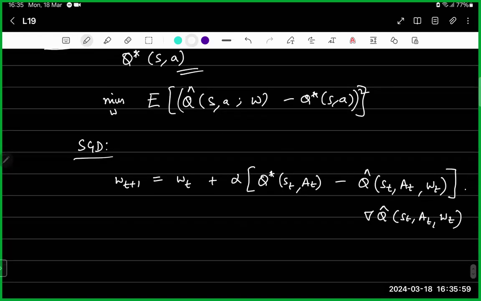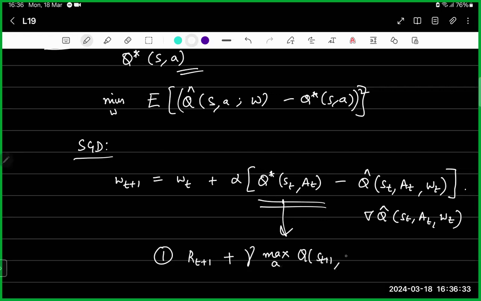So this is what we have seen before also. This is the stochastic gradient descent for this, and as usual, we don't know this Q star, so we'll do the regular thing: instead of that, we'll substitute R T plus 1 plus gamma times max over a of Q hat of S T plus 1 comma A and W T, right? So this is a standard trick which we have seen.